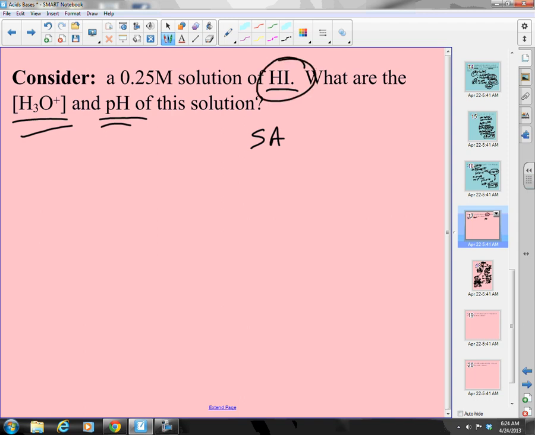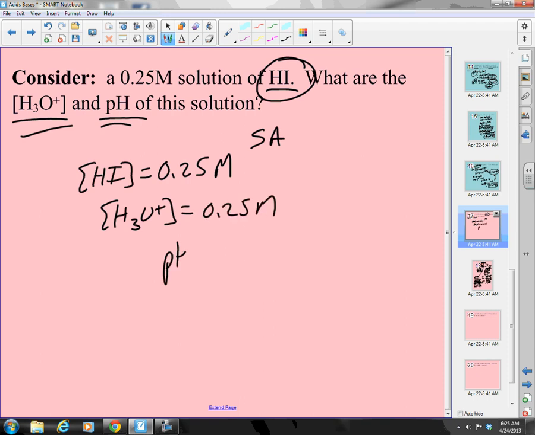My strong acid, HI, right? So my concentration of HI equals 0.25 molar. So that means what? The concentration of my hydronium equals 0.25 molar. So my pH is equal to the negative log of 0.25. Woohoo! You ready? Handy dandy calculator, 0.25. I am going to take the log of that and the negative log of that, and I get 0.60. Okay, I have 2 sig figs, so what does that mean? I have 2 decimals in my pH.